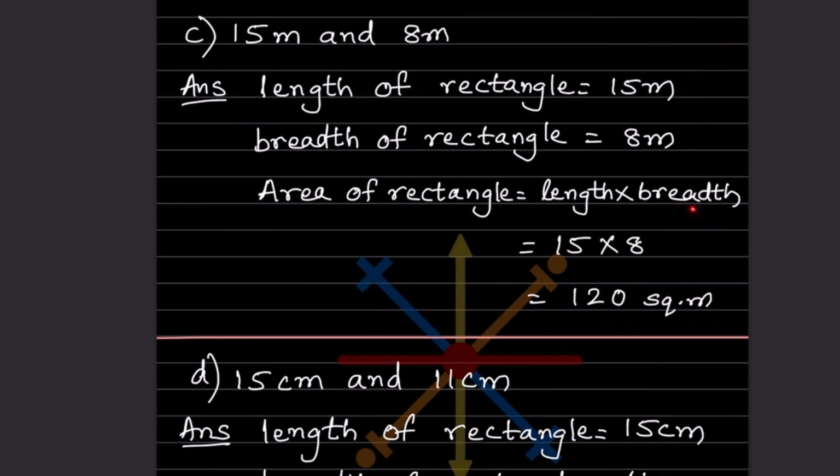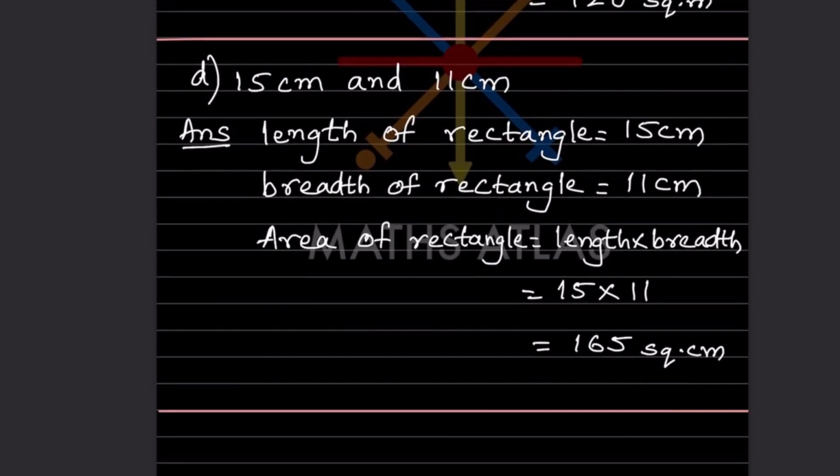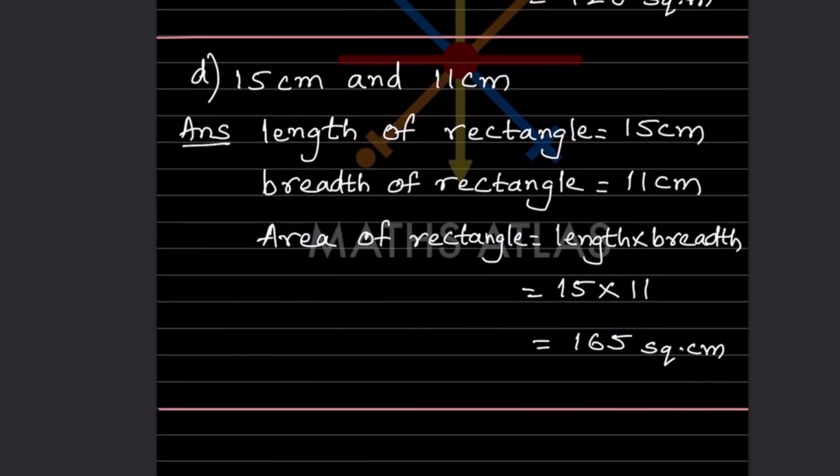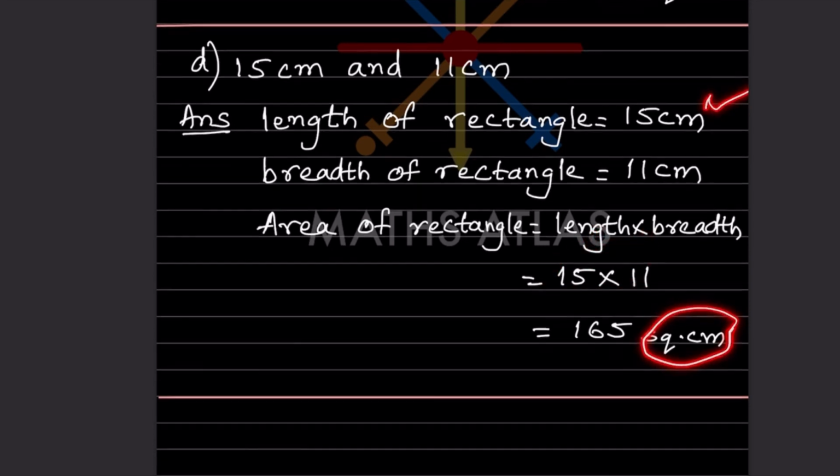Area of rectangle, length into breadth. So length is 15, breadth is 8. 15 times 8 is 120 square meter. Next question: the length is given as 15, breadth is given as 11. Area, the formula we have to remember, length into breadth, that is 15 into 11. When you multiply this you get 165 square centimeter.